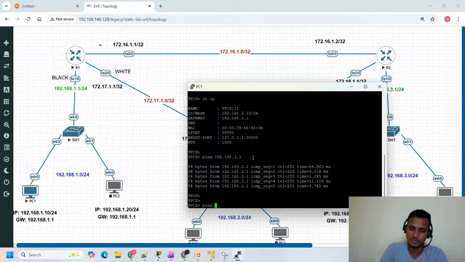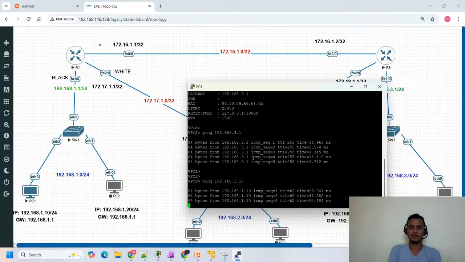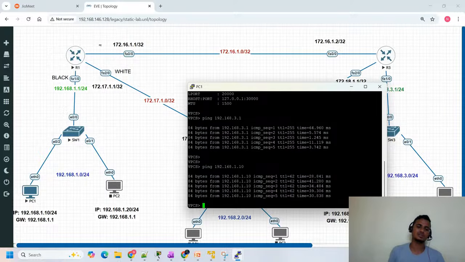If I try to ping from here to 192.168.1.10, it will work fine. So the communication is happening. In this subnet, we have 1.0, so you can reach from 1.1 till 1.254. So this is your static routing lab, guys.